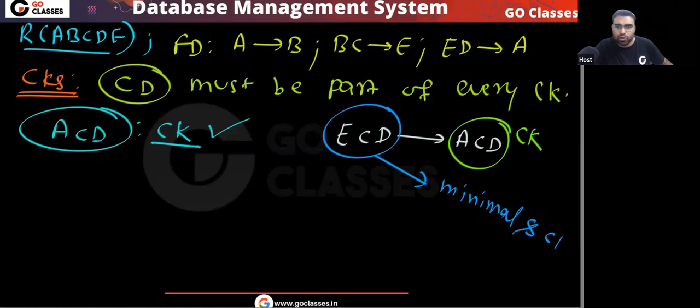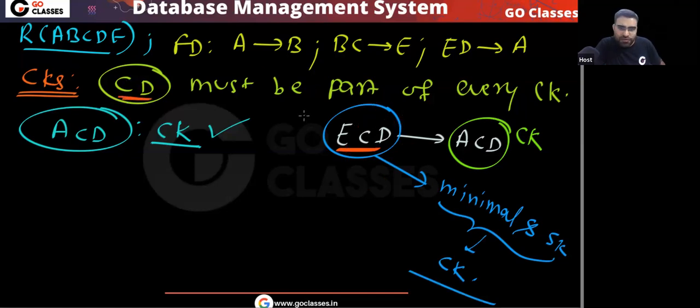This is minimal and super key. Yes or no? So this is a candidate key. Did you understand? This is minimal, because CD must be part of every candidate key.